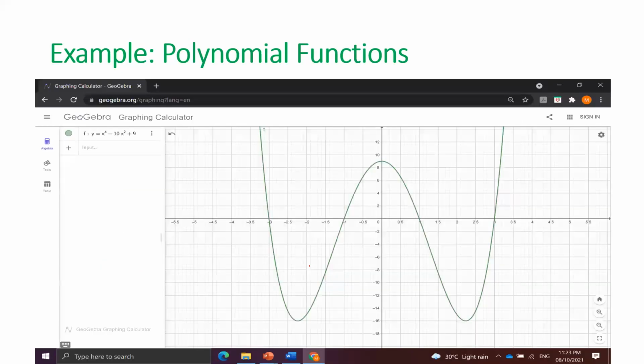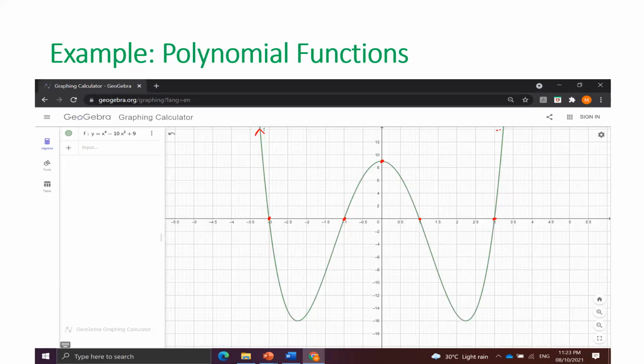So here is the graph generated from GeoGebra. So the x-intercepts are negative 3, comma 0, negative 1, comma 0, positive 1, comma 0, and positive 3, comma 0. And then the y-intercept is 0, comma 9. So since the graph is already given from GeoGebra, let's determine the domain and range of this function.